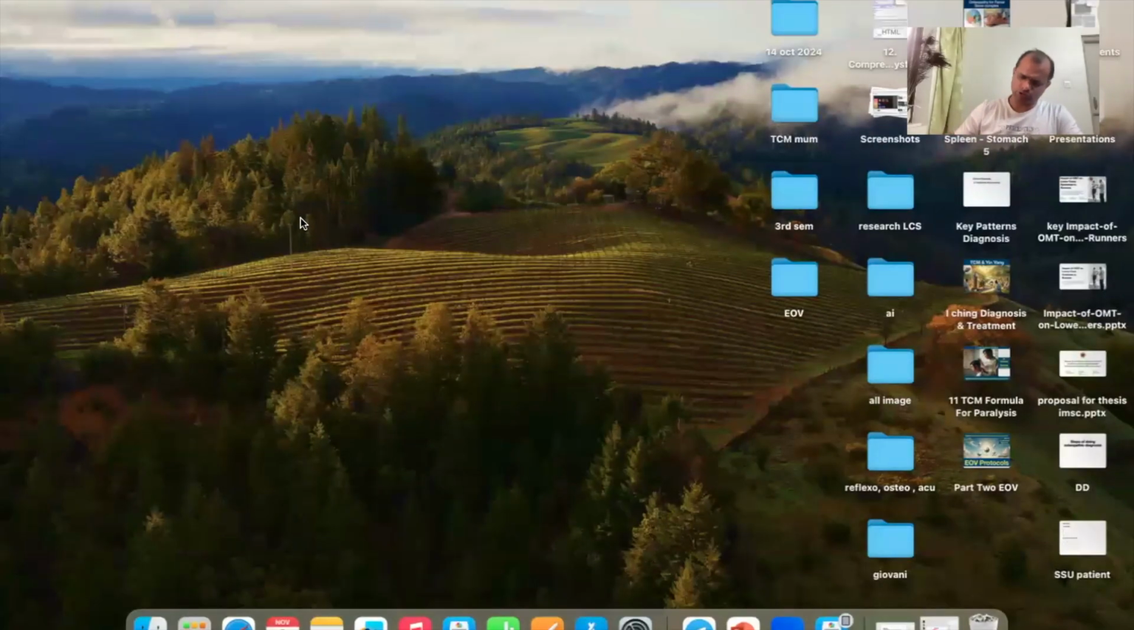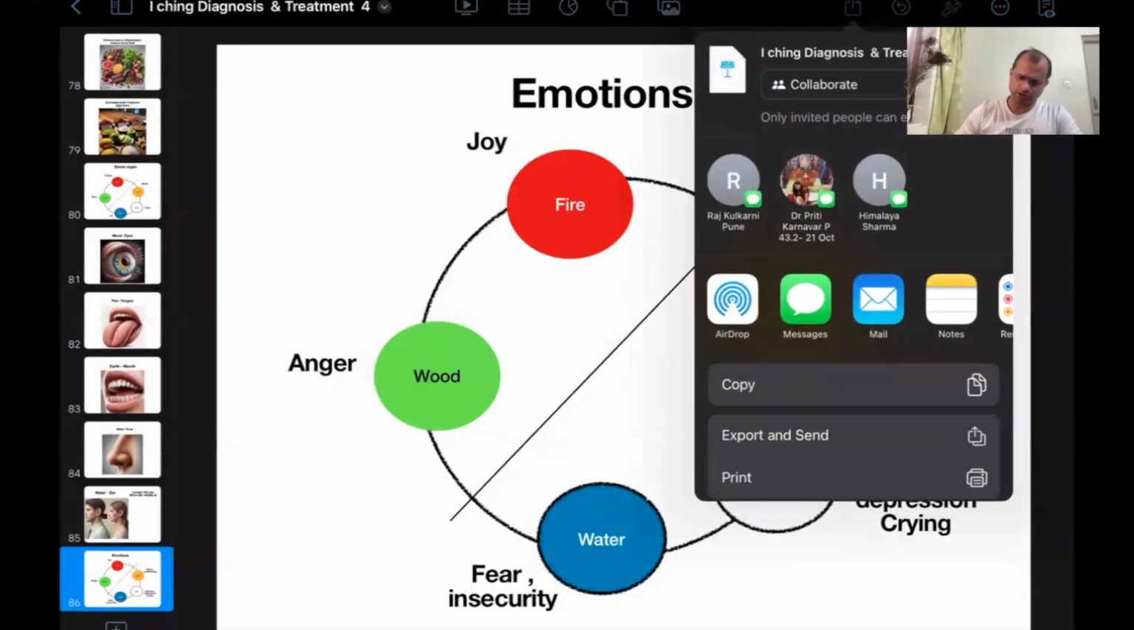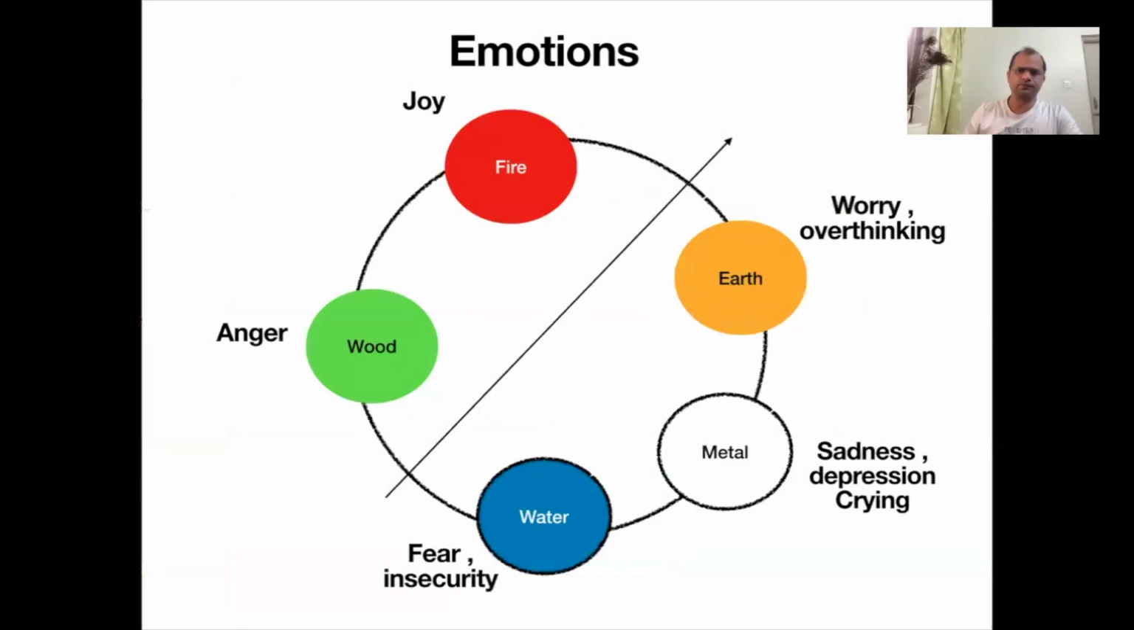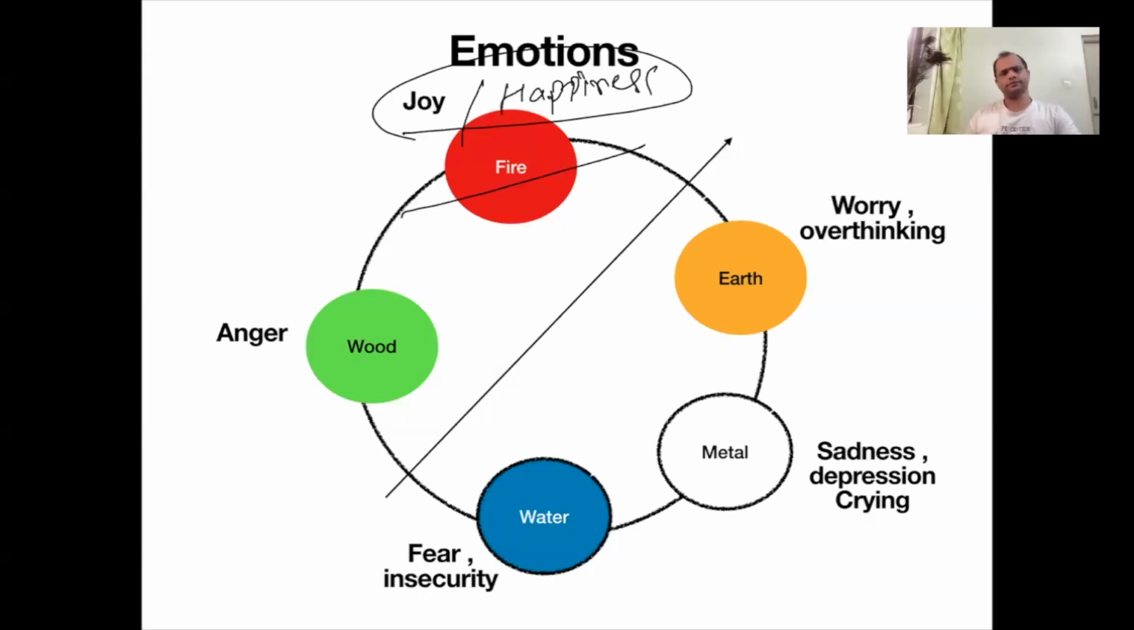In the same way, we talk about joy. Joy is the emotion of fire. Even happiness, joy and happiness, they are the emotion of fire. The person is very joyful because of the fire. If the fire is not there, a person cannot be joyful. Okay, it's a very good emotion, right?